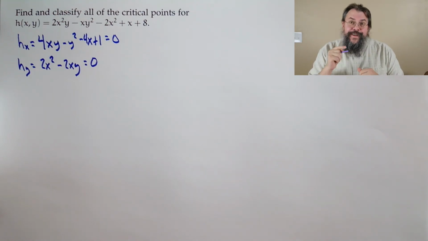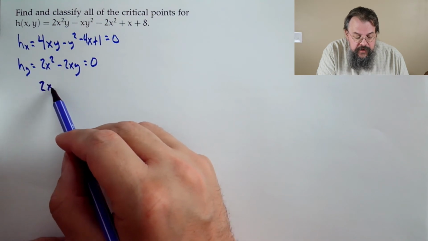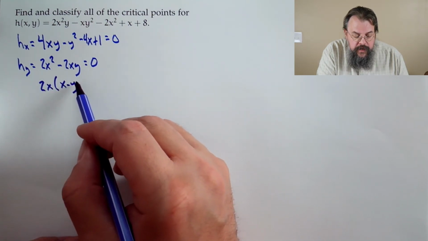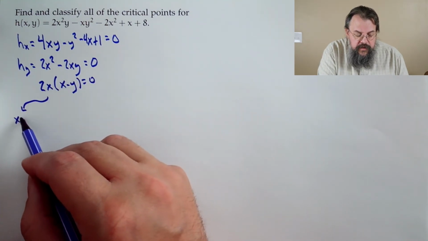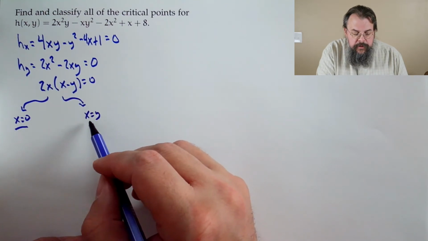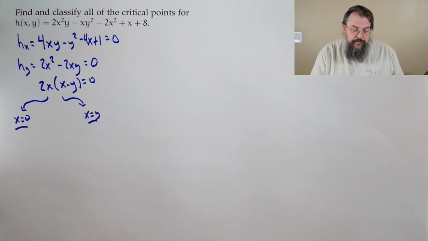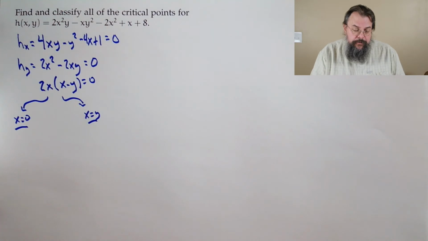Okay, so we're going to focus on the h sub y. Notice we can factor, because they both have a 2x, and then you're left with an x minus y equals 0. So we get two possibilities, namely x equals 0 or x equals y. Well, we got to check both, because there might be solutions in both. We don't know. We have to find out.